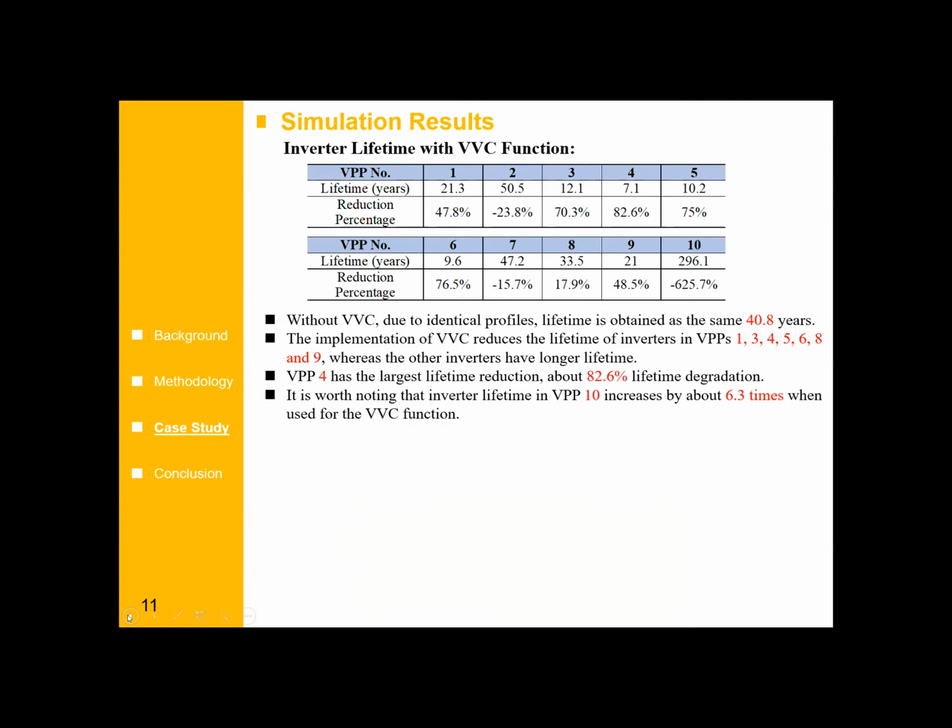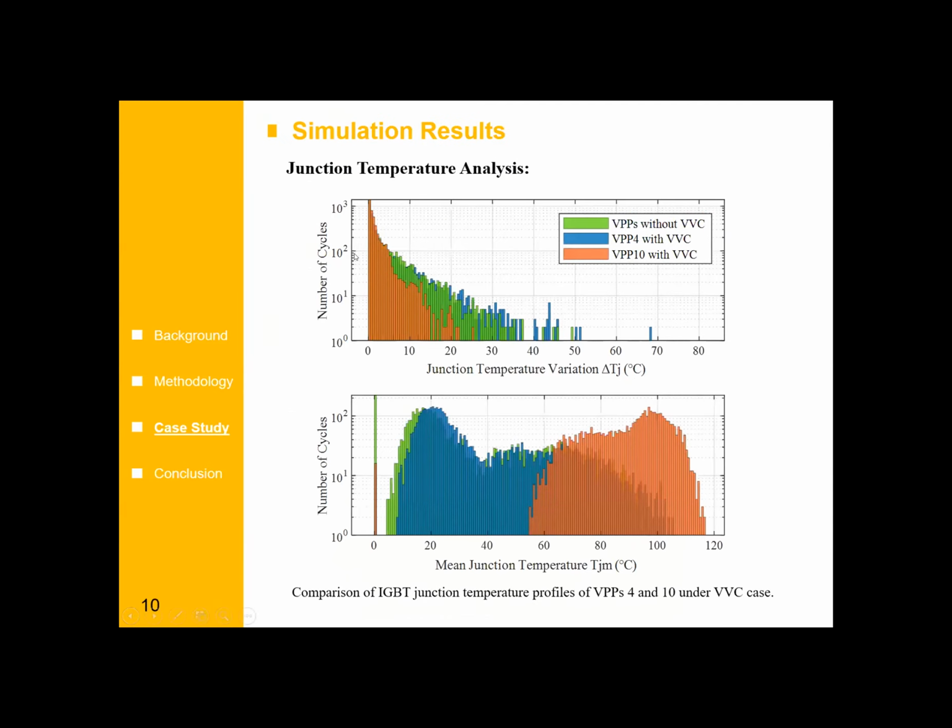By looking back into the junction temperature analysis, we can see that although its mean junction temperature is increased by the VVC function, its junction temperature variation is seriously decreased. This leads to the longer lifetime, which indicates that for an IGBT module, the lifetime degradation caused by the temperature variation is much more than that caused by the junction temperature mean value.